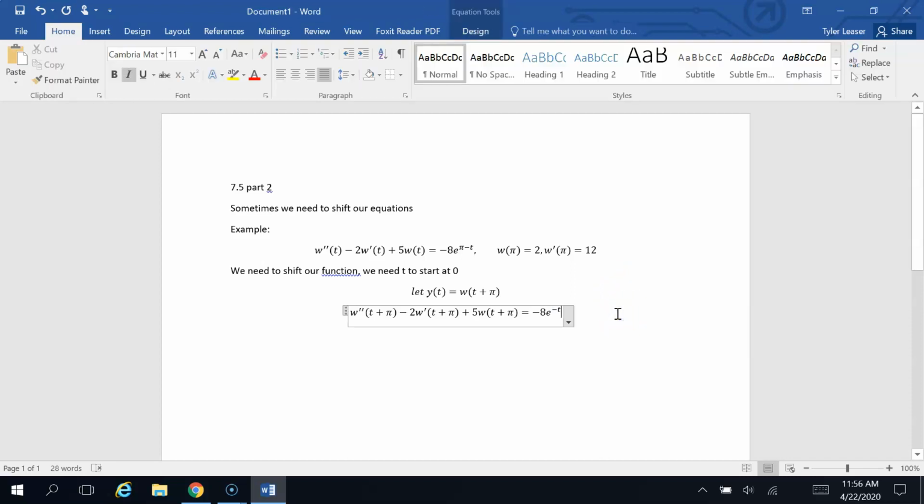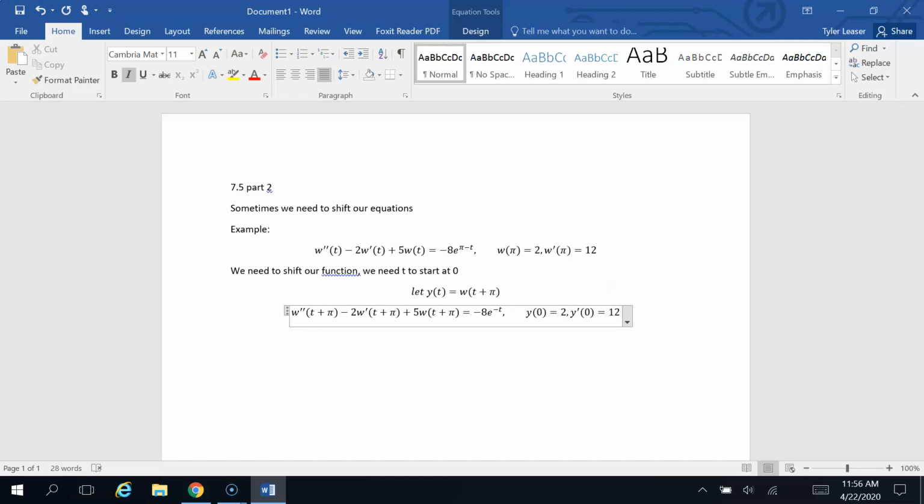Okay, your initial conditions are also going to shift. So again, if I'm shifting everything by t plus pi, that's going to move the initial conditions backwards. Because now, for y, not w, for my y values, I want my t to be 0, because plugging 0 in for the y is the same thing as plugging pi in for the w. So y at 0 is going to be 2, and then y prime at 0 is going to be 12.